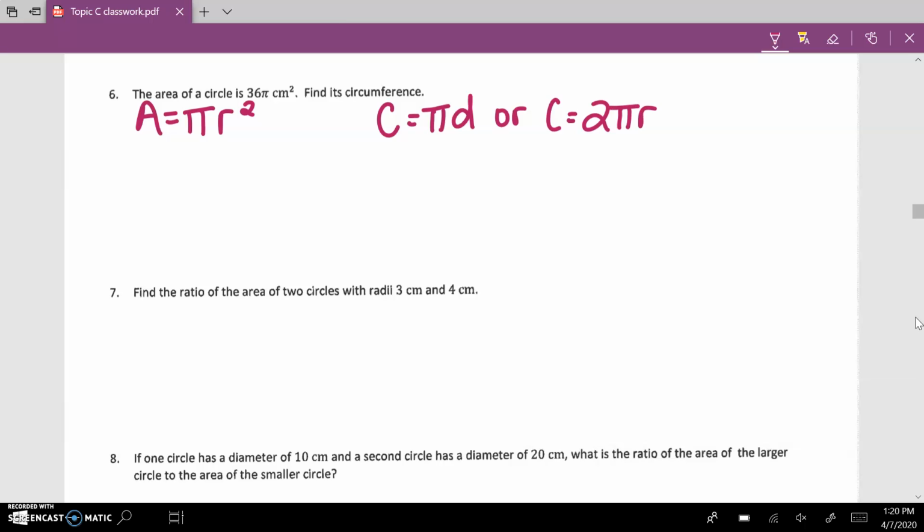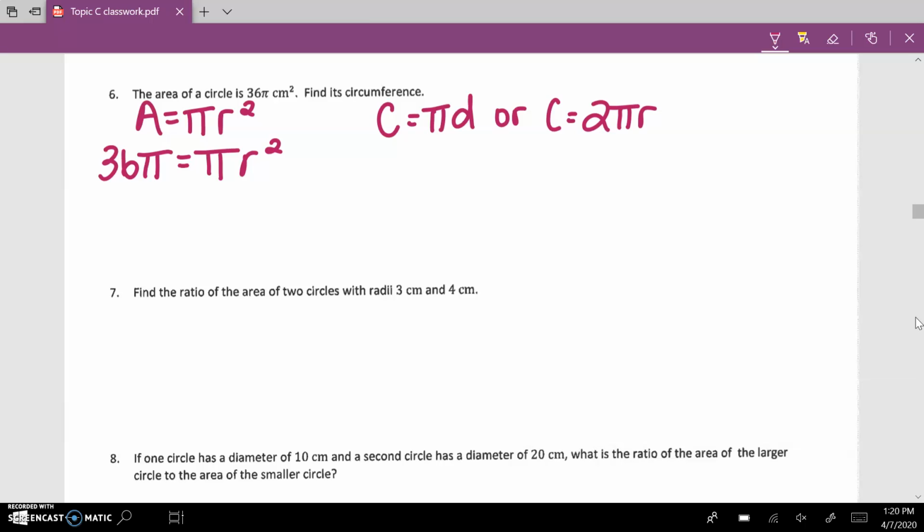So they gave us the area. That's all we know. So we can plug that in for A. We have 36 pi equals pi r squared. Okay? We have to figure out what r is because we have to be able to plug that into the circumference equation. So it's kind of like solving an equation, it just looks a little different than usual.